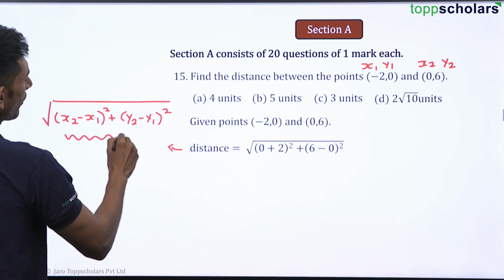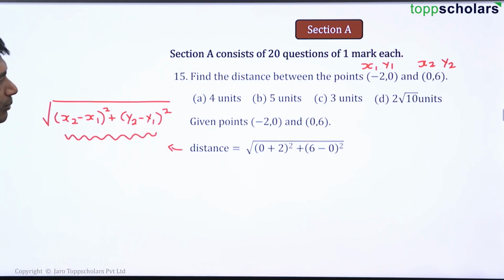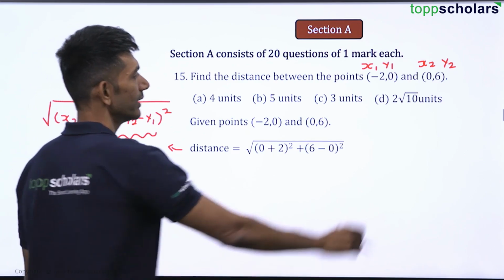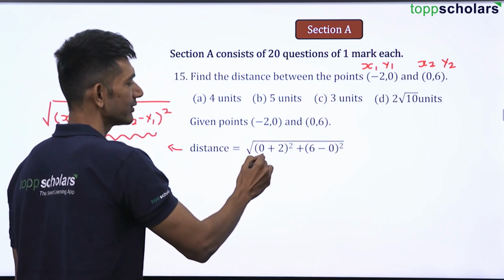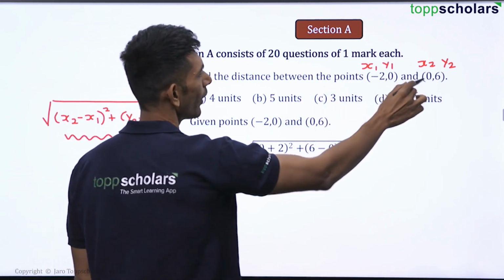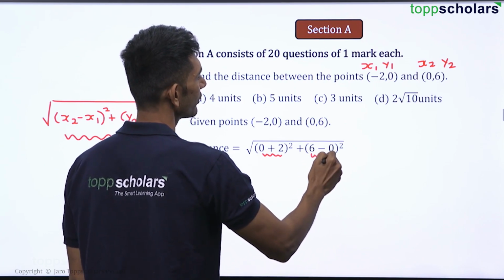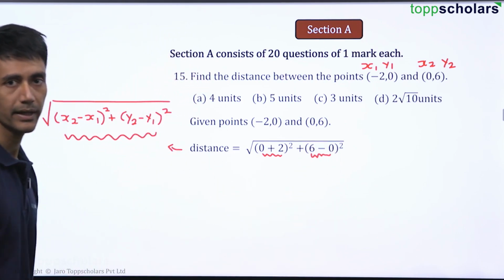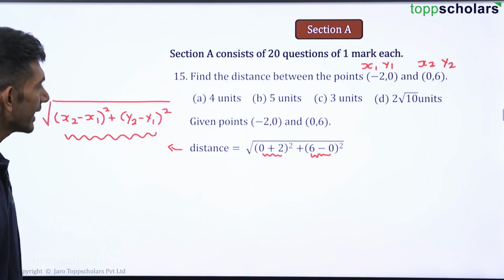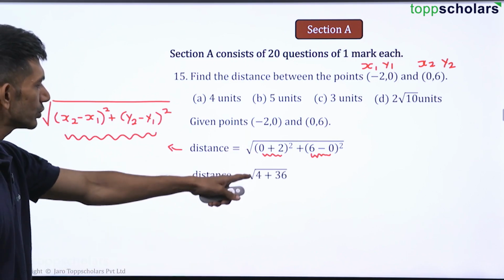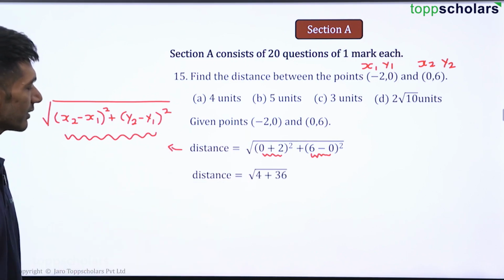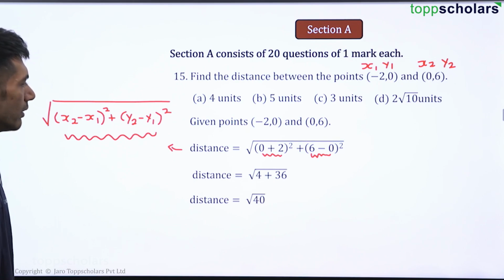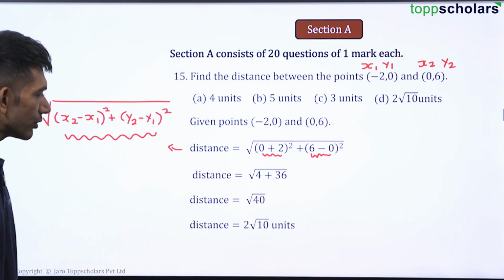So this is the formula to find the distance between 2 points. x2 minus x1, that is 0 minus minus 2, that is 0 plus 2 the whole square, plus y2 minus y1, that is 6 minus 0 the whole square, correct? Then you solve this. 0 plus 2 is 2, 2 square is 4, 6 square is 36, under root 40. Under root 40 can be written as 2 root 10.